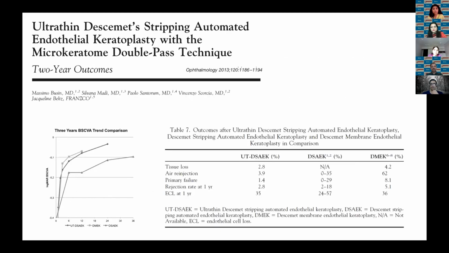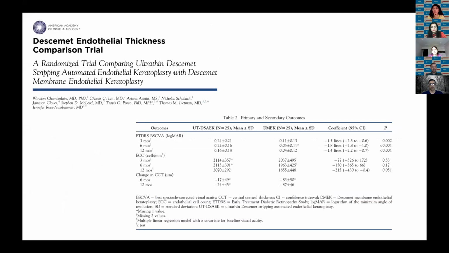How about comparing with ultra-thin DSEK? When Busin published this paper in 2013, he showed that the results of the ultra-thin DSEK were much better than the conventional DSEK procedure by transplanting donor grafts which were less than 100 microns in thickness. And the results were almost comparable to DMEK. But if you look at the visual acuity recovery curve on the right, we can see that still DMEK overall has better results.